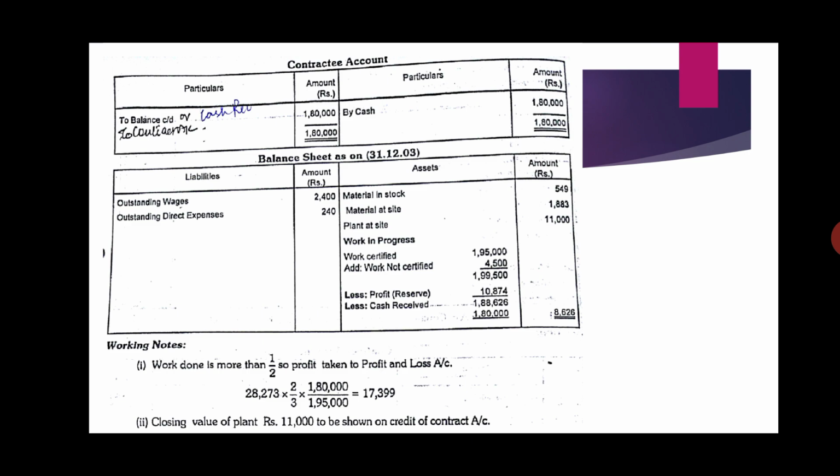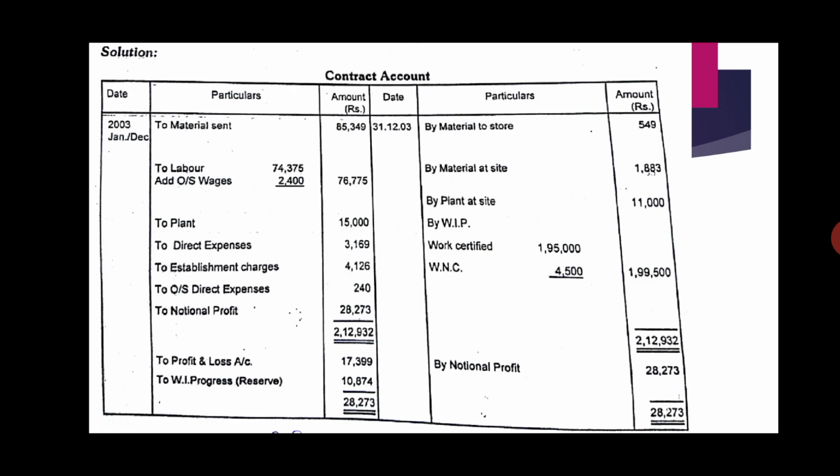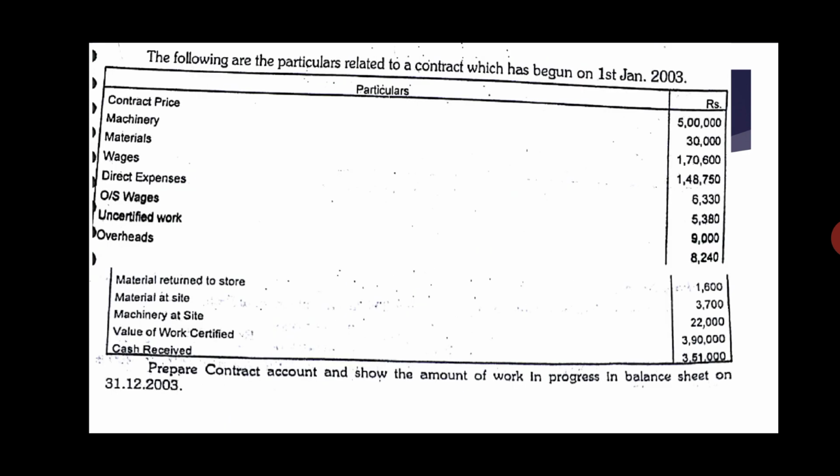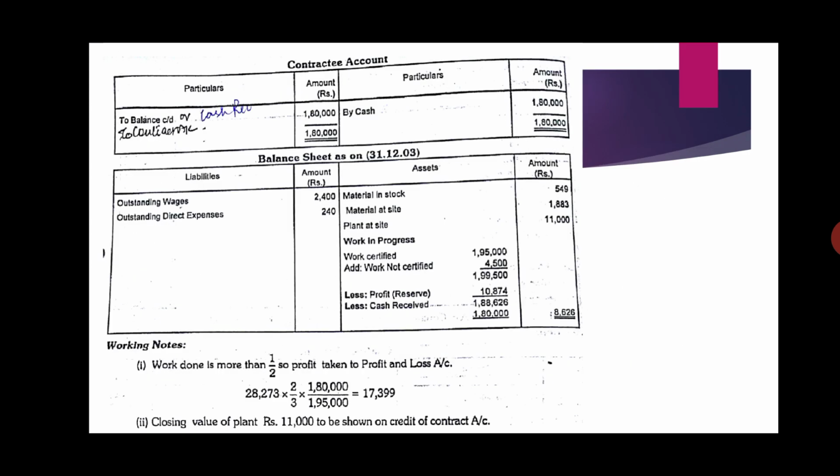From where does this WIP reserve come from? The contract account. You can see at the bottom left hand side, WIP reserve is 10,874, minus cash received. Cash received is given in the question as 1,80,000. So in this way you have to show the extract of the balance sheet, right?